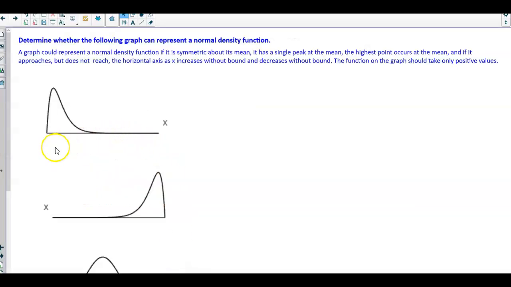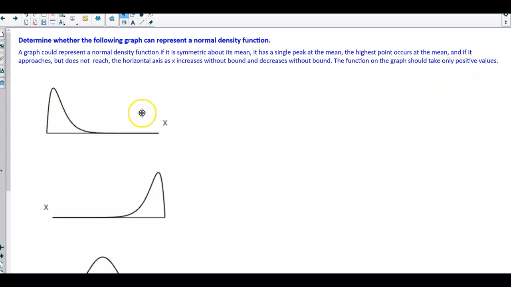Okay? So now a graph could represent a normal density function if it is symmetric about its mean, it has a single peak at the mean, the highest point occurs at the mean, and if it approaches but does not reach the horizontal axis as x increases without bound and decreases without bound. The function on the graph should take only positive values.